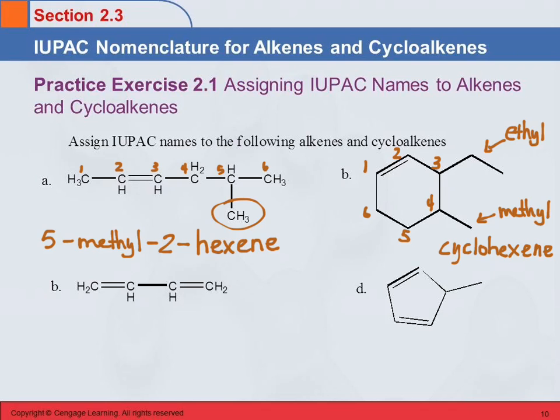And then why did you put the cyclo in front of it? Because it's a cyclic compound. There's a ring. So this guy has a straight chain, and this one has a ring. And so the ring has the prefix cyclo.